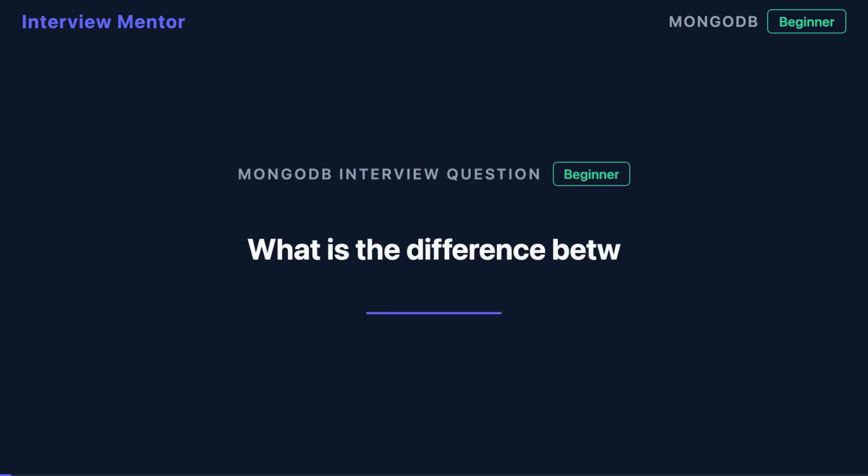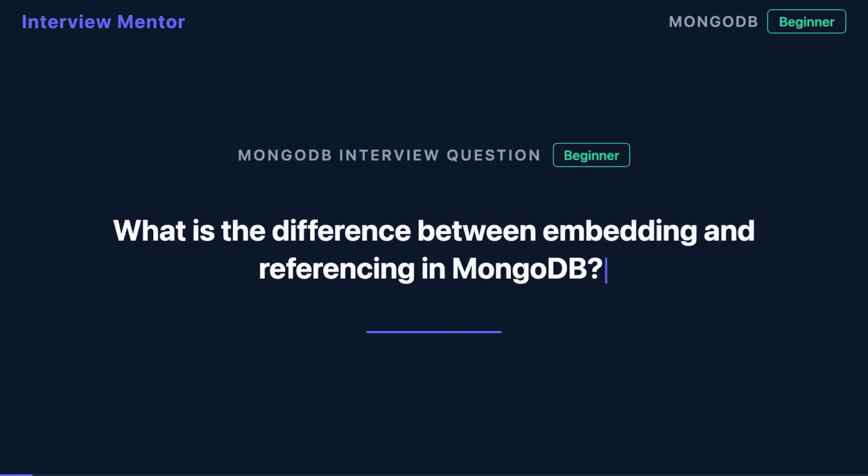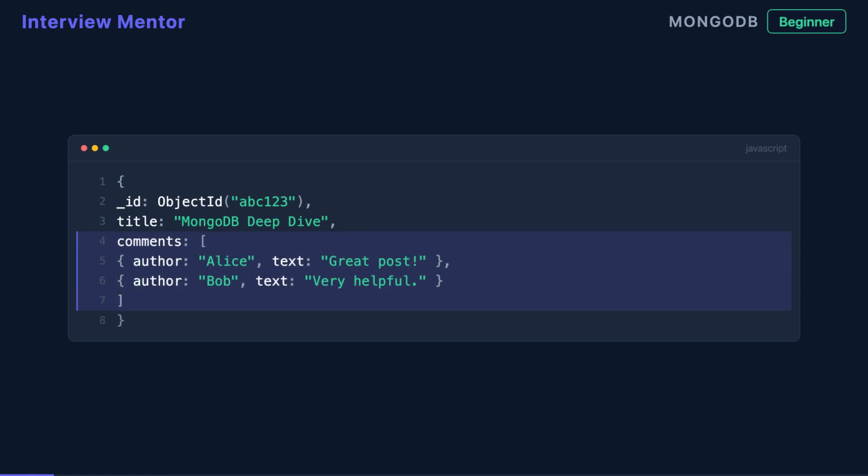Should your user's address live inside the user document or in its own collection? Embedding means storing related data directly inside the same document as a nested subdocument or array. For example, a blog post document might contain an array of comment objects right inside it. MongoDB reads the entire document in one query, so all the data you need is fetched at once.